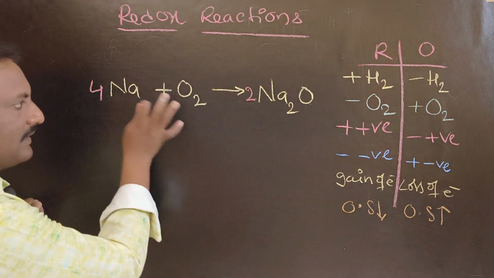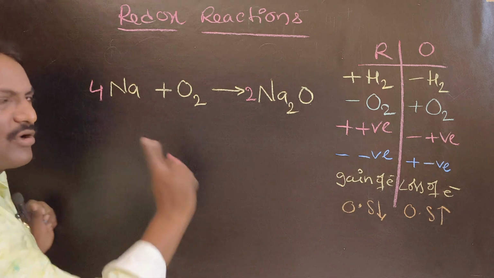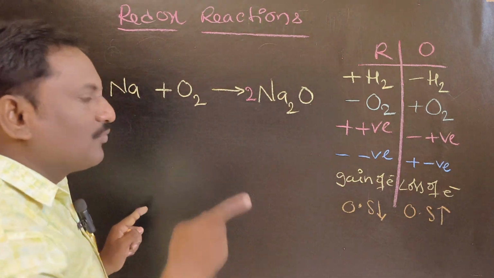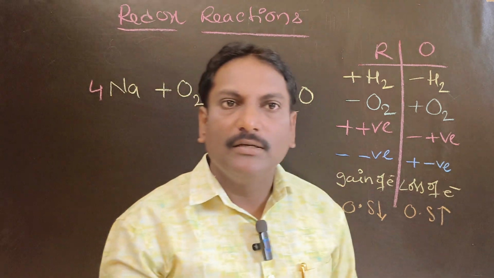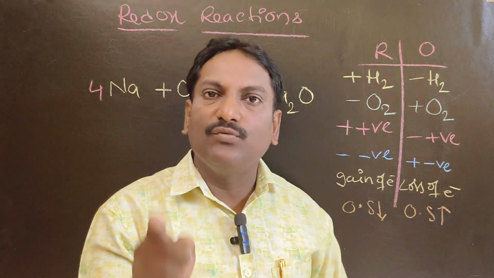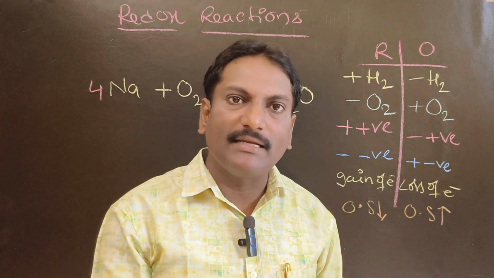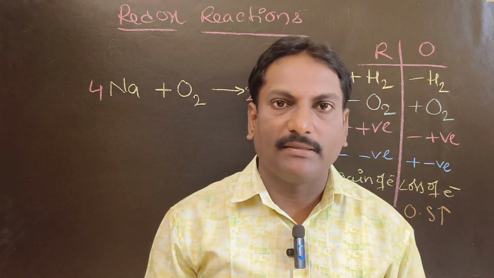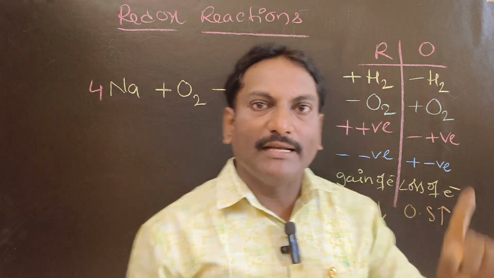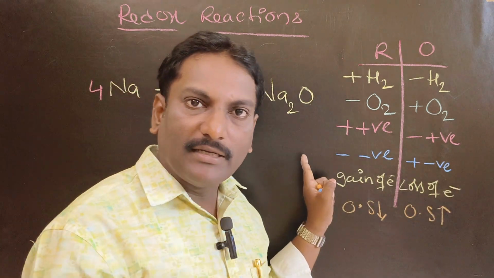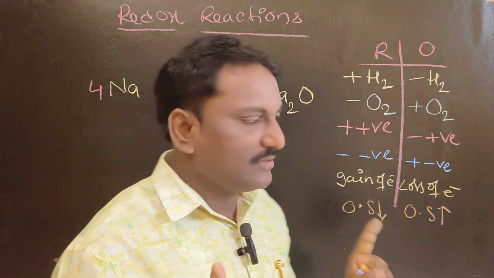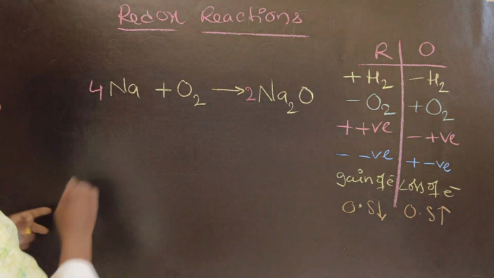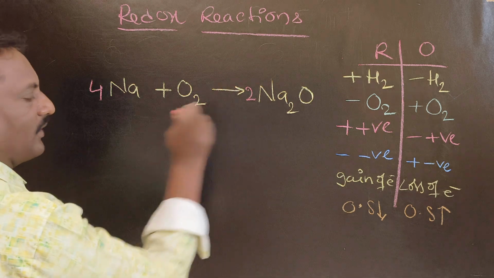Now in this one, let us understand, is it a redox reaction or not? Let us check. What is meant by redox reaction? Those reactions in which oxidation and reduction occur simultaneously are called redox reactions. Let us check whether the written equation is a redox reaction or not. So let us compare these with this one.